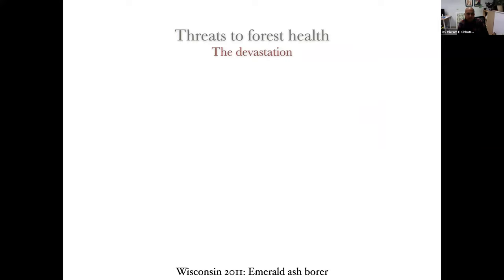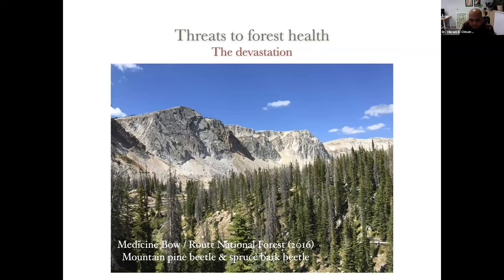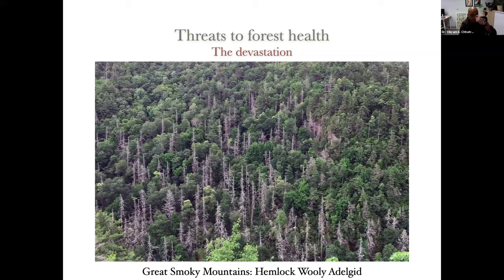For example, this picture is not showing up for some reason, but it was a picture of a forest in Wisconsin that was decimated by the emerald ash borer. Ash trees are very prized. The wood is very prized. It's a hardwood, an angiosperm species used in furniture making. It's one of the keystone species in the forests in the eastern part of the country or the continent. And these emerald ash borer insects, I will show you their picture. This green one at the bottom left here, that insect is causing all kinds of devastation in the ash species in the eastern part of the country.